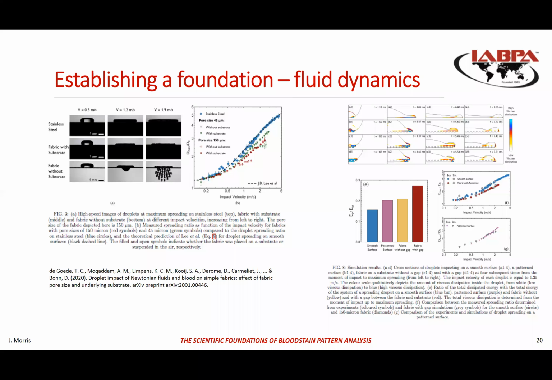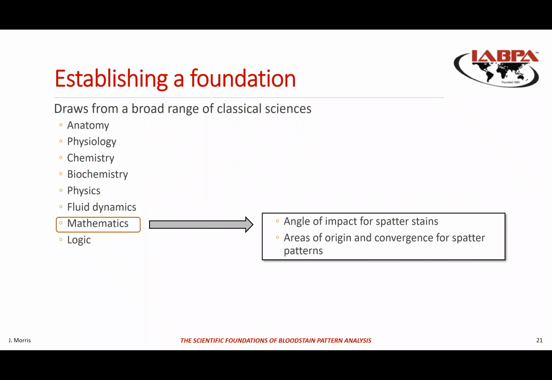So here we have fluid dynamics that deals specifically with fluids other than blood, but yet we can pull those concepts and make a direct application to bloodstain pattern analysis. We also have concepts of mathematics that we use in BPA. These concepts that we use for area of origin, the angle of impact, areas of convergence. We use math for those. We use trigonometry, and we use those very well. We have studied these concepts extensively.